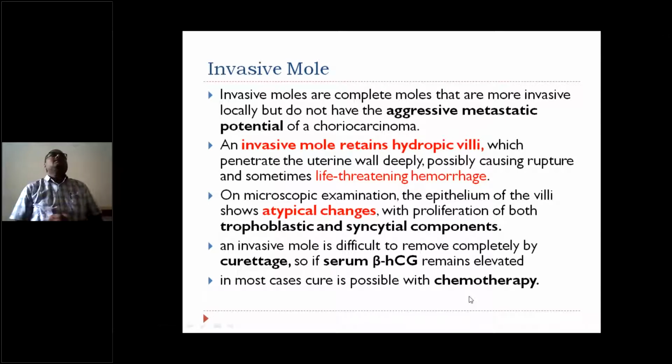Actually, suppose the particular woman has completed her pregnancies, like if she had 2 or 3 children and doesn't want any pregnancy in future, then we can advise hysterectomy. Because of this invasiveness, we cannot remove it by the normal curettage which we do for a partial or complete hydatidiform mole. So for these cases, if the woman has completed the family, then we can go for hysterectomy. Or if she wants to retain the uterus, we advise chemotherapy. So this is the treatment for invasive mole.